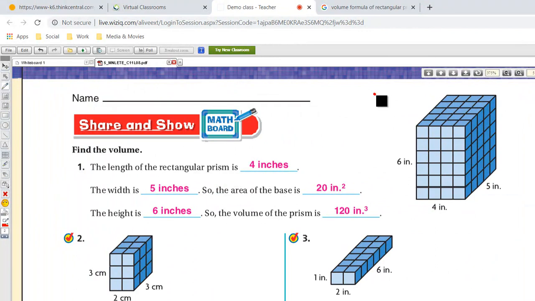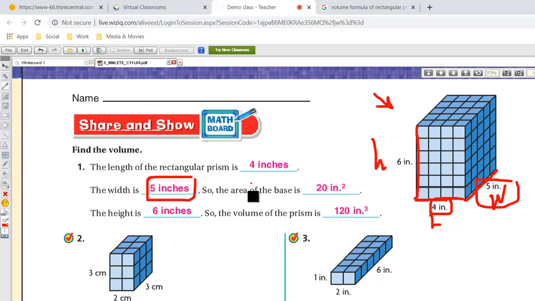Okay, let's look at this rectangular prism. We have here this is length and this is width, and the third dimension, which is height. And we have the numbers here. So answer this question completely. We have here the length of the rectangular prism. The length equals what? Equals 4, as we see here. The width is 5 inches, as we see here. And so the area of the base, as we said before, you have to multiply the length and width by each other to get the area of the base. So 4 multiplied by 5 equals 20.